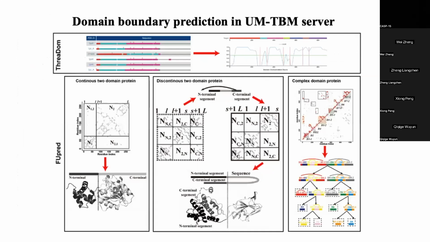All right, so then just a little bit about domains. We're either using ThreaDom if we've got good threading templates, or FUpred if we don't have good threading templates. These have both been published before. The logic with FUpred in particular is to try to find a domain decomposition that maintains sort of compactness of the contact maps that have been predicted based on those early AlphaFold 2 runs.